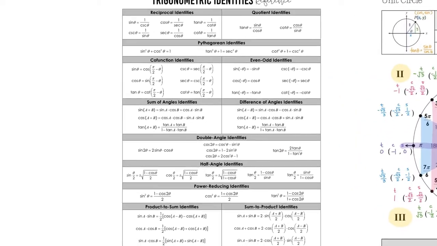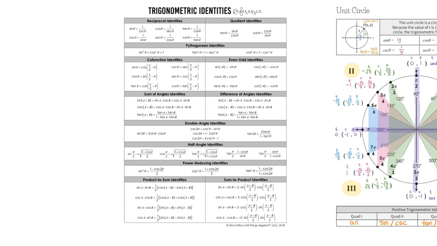Guys, today we're going to review the rest of Unit 8 in preparation for the test that we are going to have tomorrow. So for this part of Unit 8, here's our list of all our trigonometric identities. We are only doing from this line downward, so starting with sum of angles and everything after that.